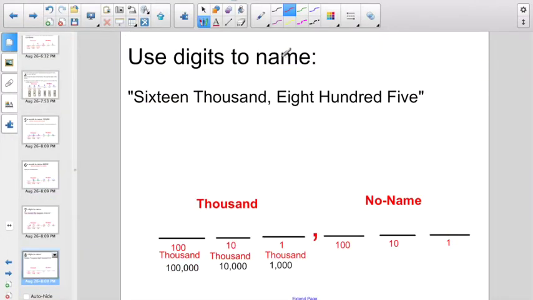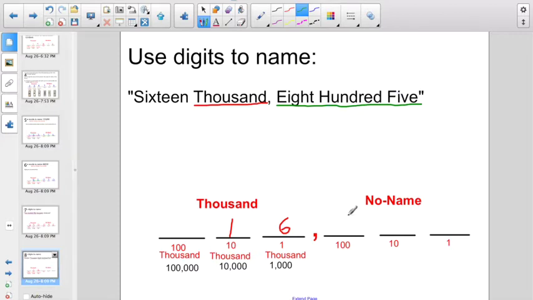We're going to use digits to name this time. 16,805. And remember, 1,000 is a group name. So I'm going to start off just needing to write 16 in the 1,000 group. Well, 16, that means 1 ten thousand and 6 thousands, right? 16,000.